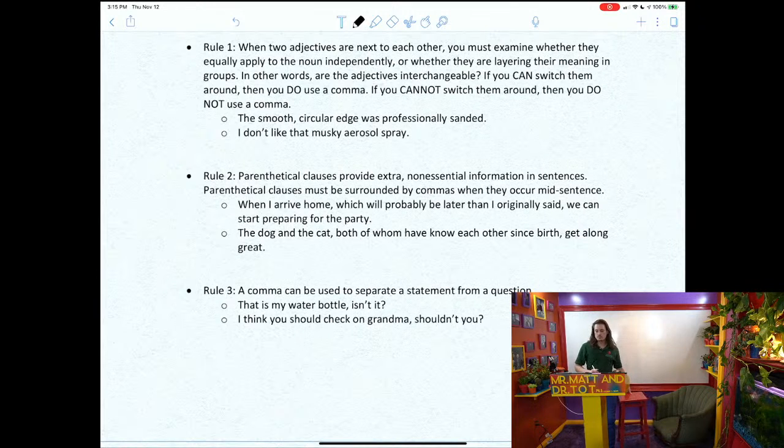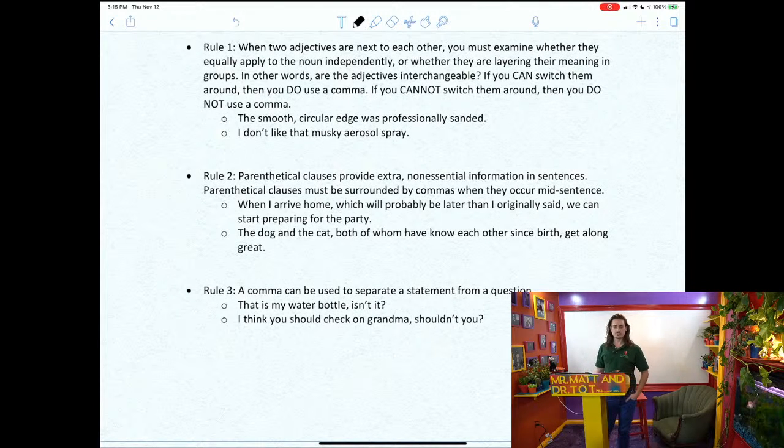Okay, so rule number 1. When 2 adjectives are next to each other, you must examine whether they equally apply to the noun independently, or whether they are layering their meaning in groups. In other words, are the adjectives interchangeable? If you can switch them around, then you do use a comma. If you cannot switch them around, then you do not use a comma.